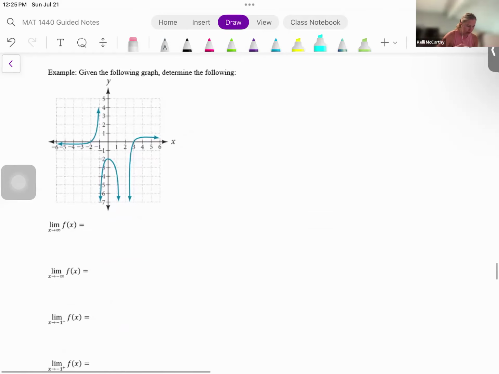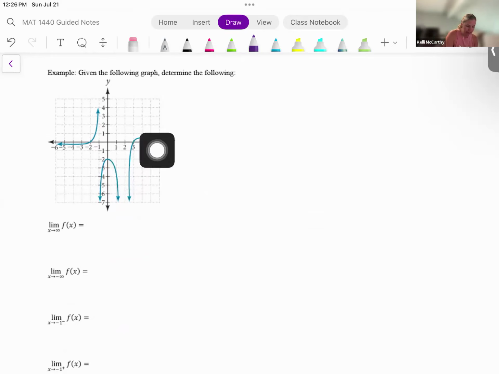All right, so here we have another piecewise function. The limit as x approaches infinity, so we're looking at what's happening with that right tail. Now, this isn't a great picture, but you should be able to tell that it does look like it's coming down and approaching that x-axis, so the limit as x approaches infinity of f of x is 0.